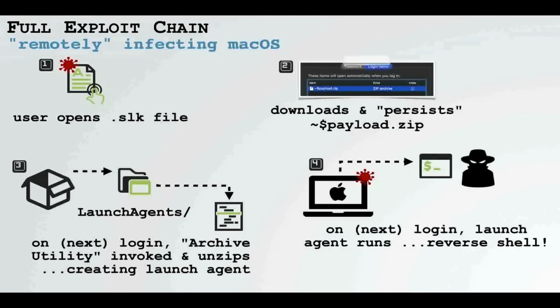The user starts by opening this SLK file containing the XLM macro, which will execute automatically. Again, no alert, they just open the document. This downloads and persists the specially crafted zip file as a login item. On next login, the Archive Utility will be automatically invoked, and in the background, extract this zip file, thereby creating a launch agent for us. And on next login, the launch agent will be automatically executed with our arguments, which we can put in the property list, and we'll execute our bash-based interactive backdoor.